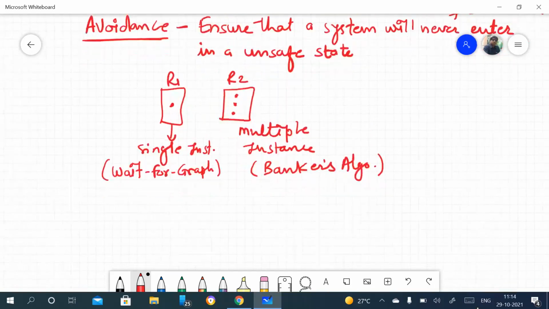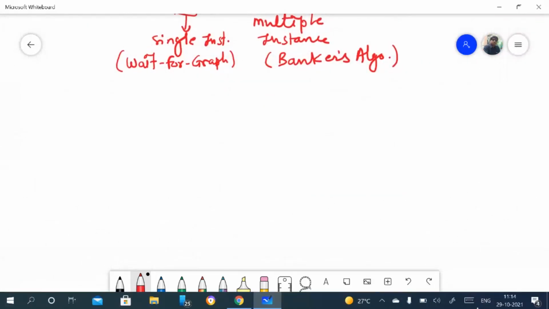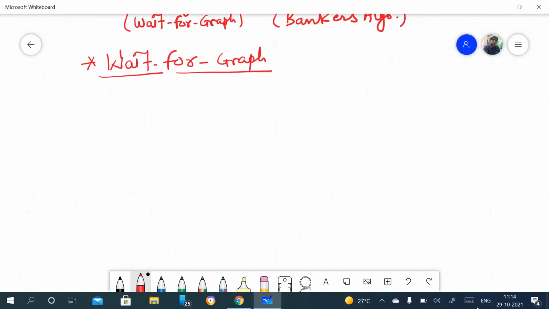First we'll see the wait-for graph, or we can say single instance. One example I'll just show you, to represent that wait-for graph. Suppose you have that resource allocation graph, one example is like, suppose P1, it is holding resource R1.